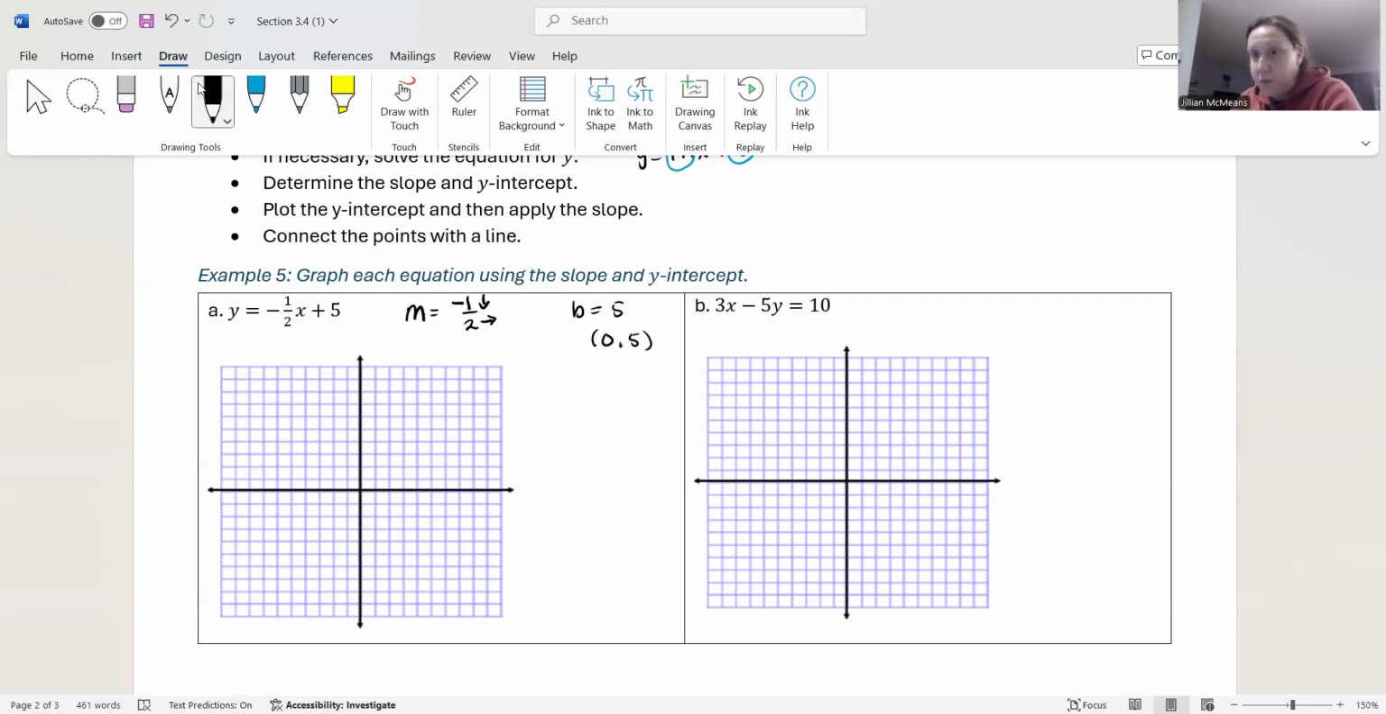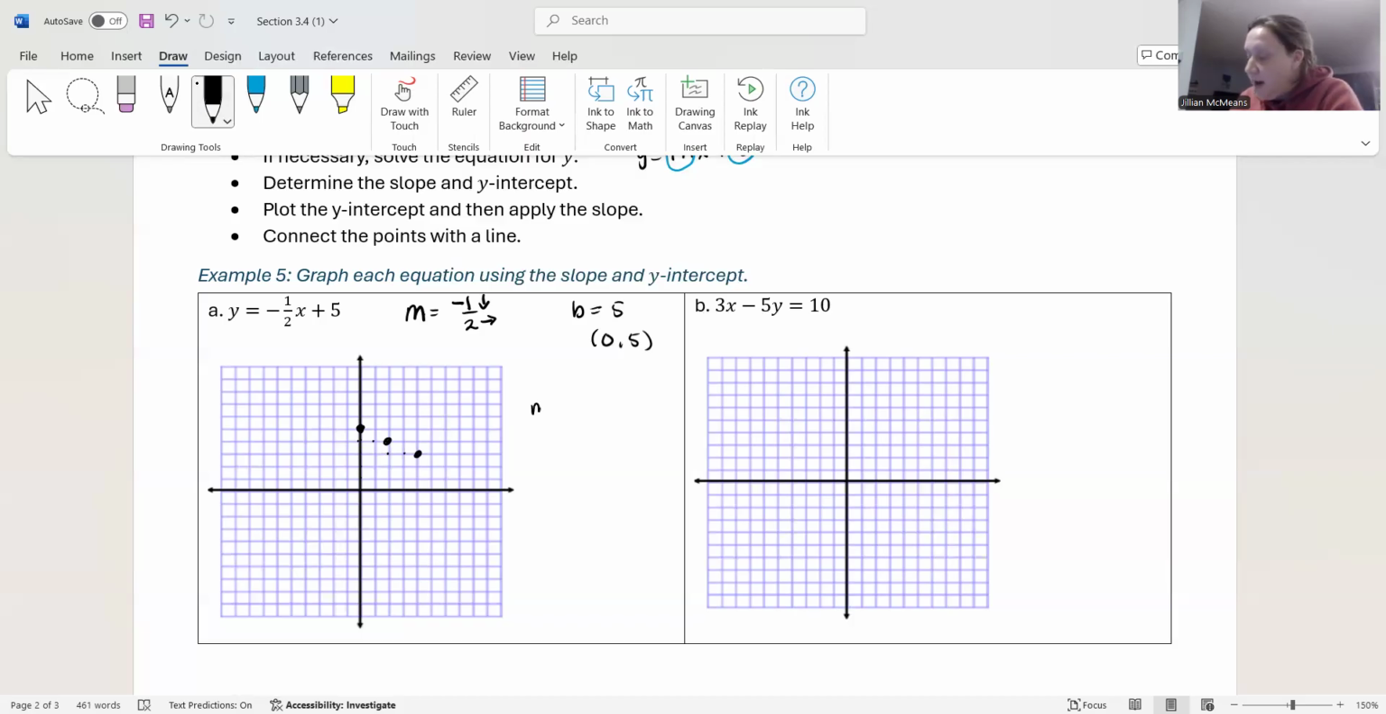You always start with the point you know is on the line, which is the point (0, 5). So at the origin, I don't go left or right, but I go up 5. So up 1, 2, 3, 4, 5. And then from there, we apply our slope, which is -1/2. So we're going to go down 1 and then to the right 2. Down 1, to the right 2, down 1, to the right 2.